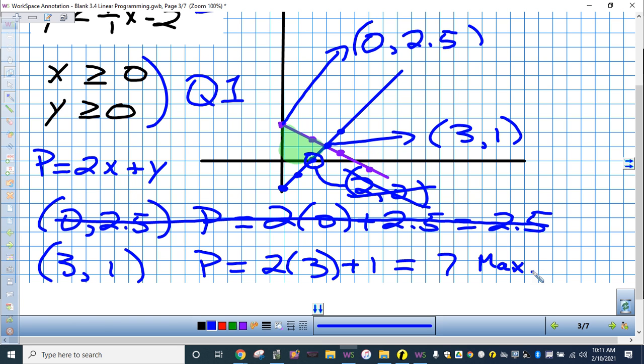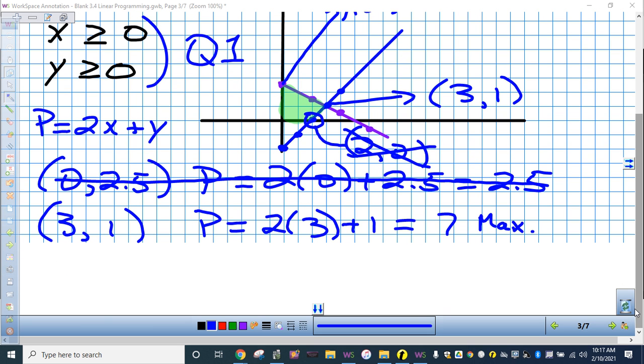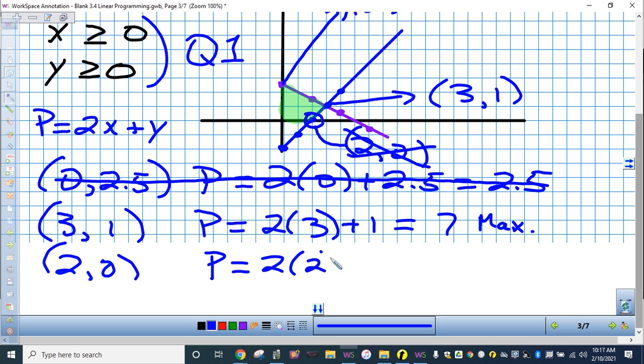Why didn't I do the bottom one? Well, 2 times 2 is 4, and I just knew that 3 is bigger than 2. If I'm plugging in right here, that 3 is going to give me 6 already, and I was already done at 4 here. You can always plug them all in if you're paranoid about it, just to double check and be sure. But let's show that real quick, because sometimes it's good to get the visual. So (2, 0), plug it in: P equals 2 times 2 plus 0, which equals 4.